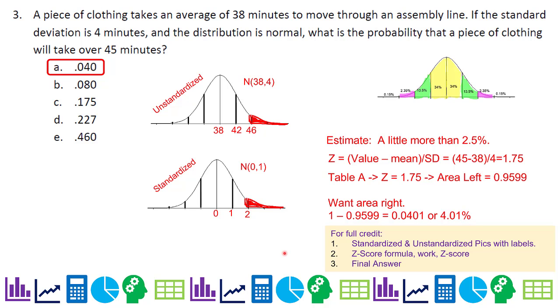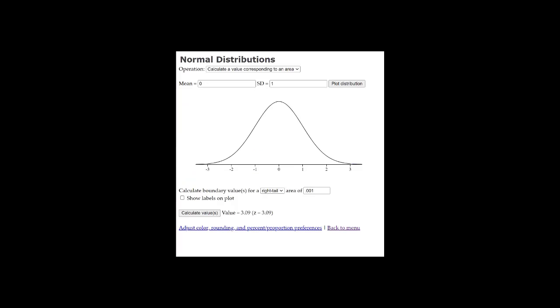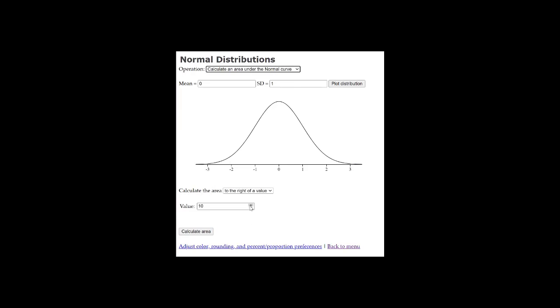So your correct answer is 0.040, and let's go to Statplet. Now, there are multiple ways of solving this. You can use a table, you can use the calculator, but for right now, I'd like you to actually use Statplet because you can see the whole picture and what's going on. So we did calculate a z-score of 1.75, and we're trying to calculate an area under the normal curve to the right of a z-score of 1.75.